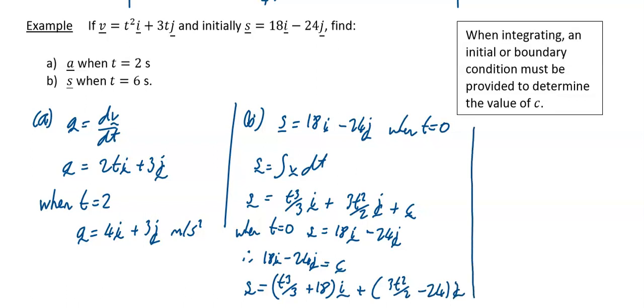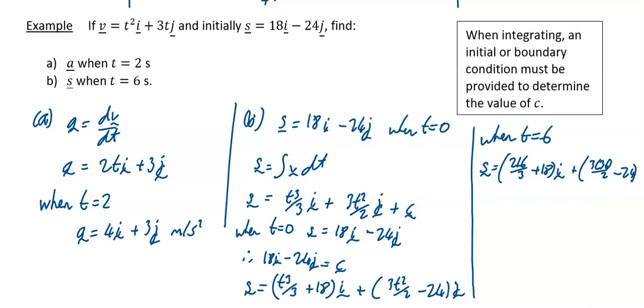Now the very last bit of this, just say when t is equal to 6, your s is equal to, and you're just firing 6 in instead of the t. So you have 6 cubed, which is 216 over 3, plus 18, that's the i part, plus you're going to have 3 times 36, and that's over 2, minus 24, that's your j part.